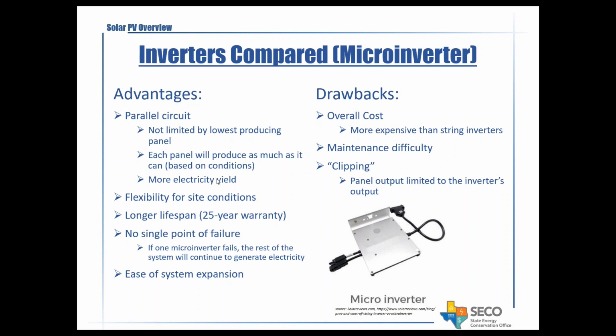One of the other drawbacks with the microinverters is clipping. So clipping is when there is the panel that actually is producing more energy than what the inverter is rated for. And so you actually have some losses there where you're leaving some energy potential on the table just because the panel is producing more than what the inverter can do. And usually that's not a problem with the string inverters because they are sized for that system and they account for the additional capacity at certain conditions.